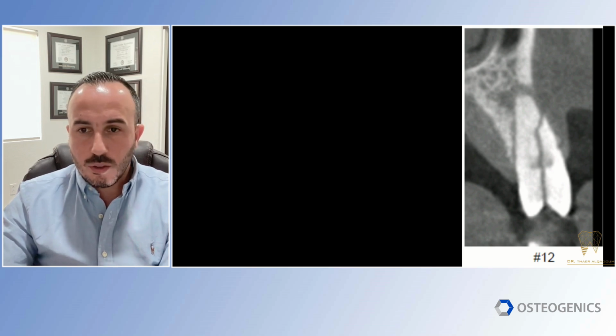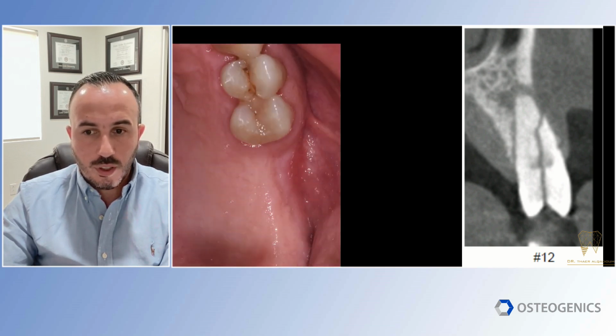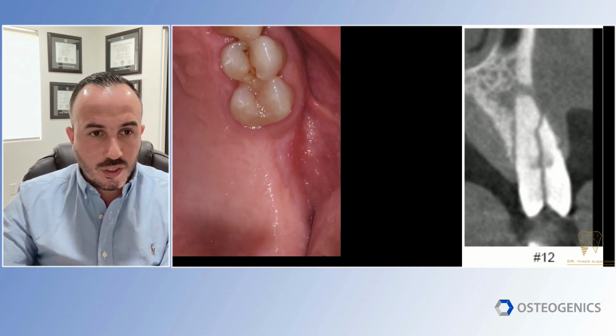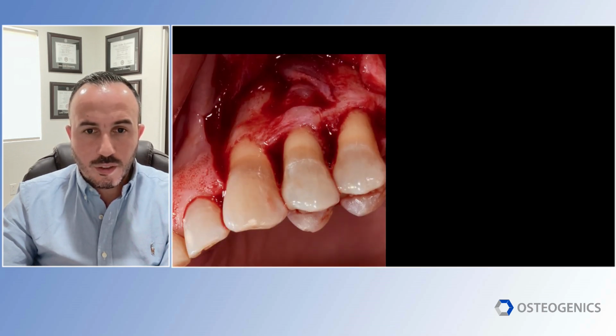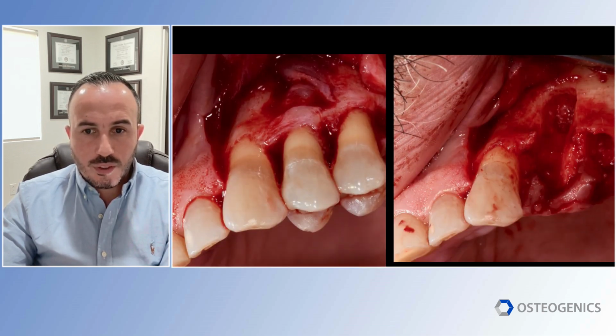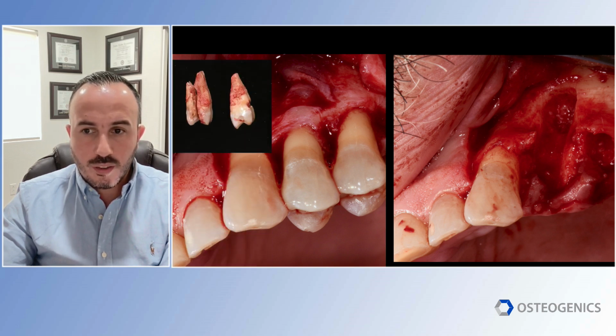Now ask me how I learned that I can use the titanium reinforced PTFE in an open healing concept. So this case I did in my first year of residency, and we needed to extract those 2 premolars. As a first year resident, not much of experience, we take out the teeth, and we have a huge buccal defect where tooth number 12 was, a little bit on number 13.